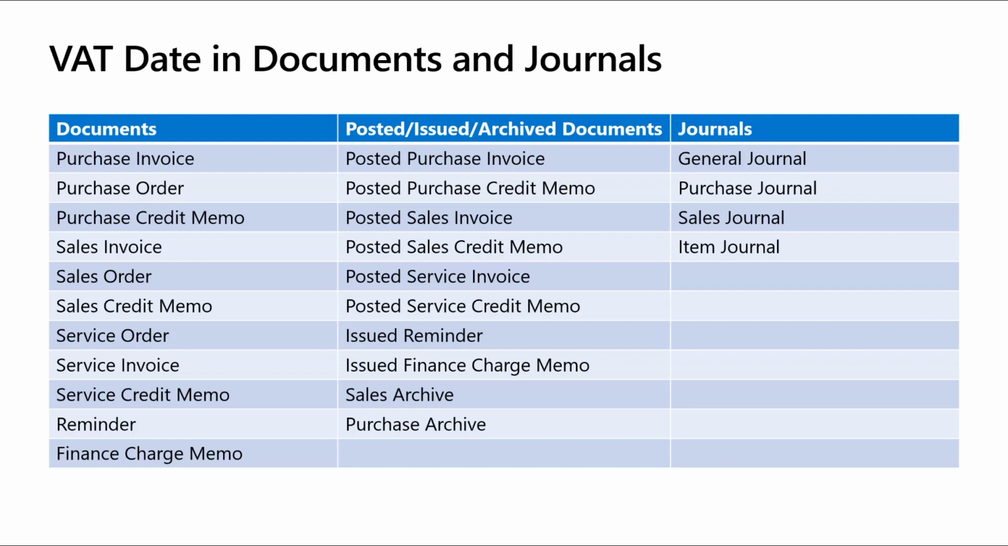That means if you want to archive and keep the VAT date in one of the versions, you can archive and then restore one of these versions back. Then we have a third package of objects, the journals, and you can find VAT date in general journal, purchase journal, sales journal, and item journal as well.